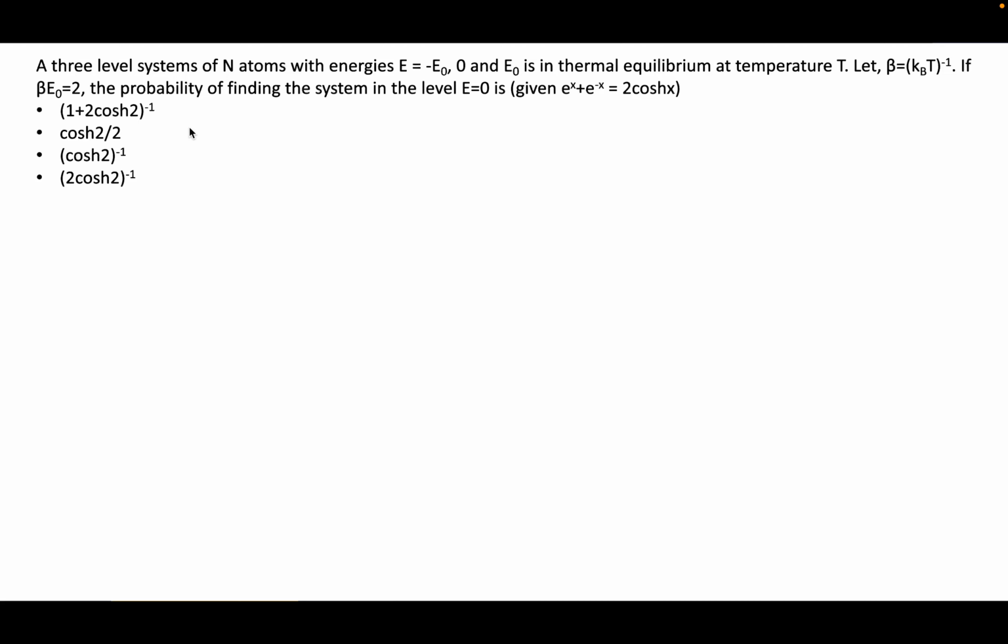A 3-level system of n atoms with energies minus E naught, 0 and E naught. Okay, 0, E naught and minus E naught. This is the 3-level system in thermal equilibrium at temperature T. Let beta be such that beta is equal to 1 over kBT.